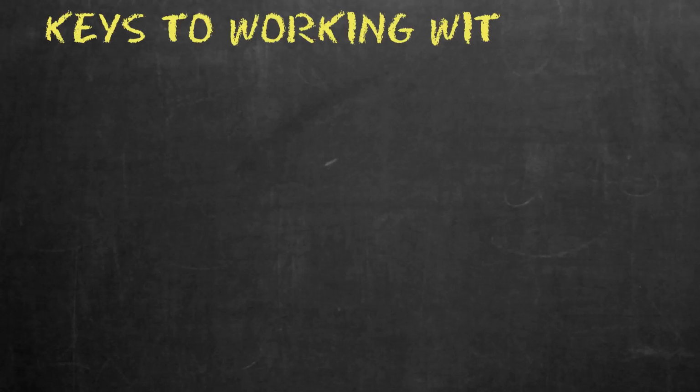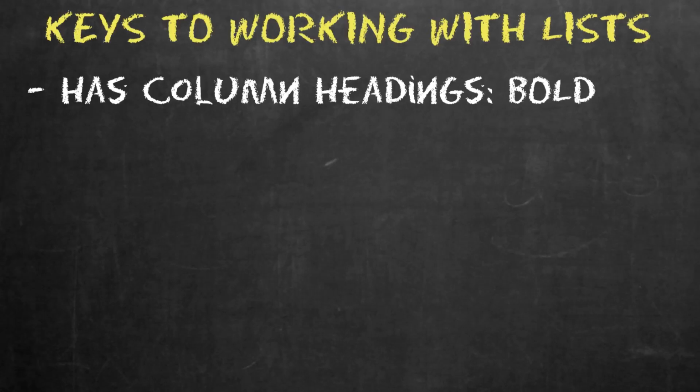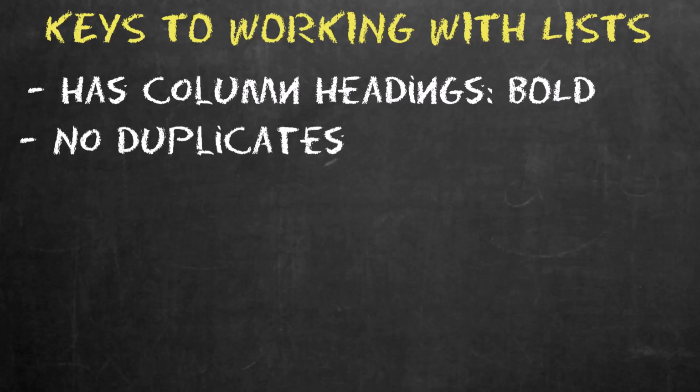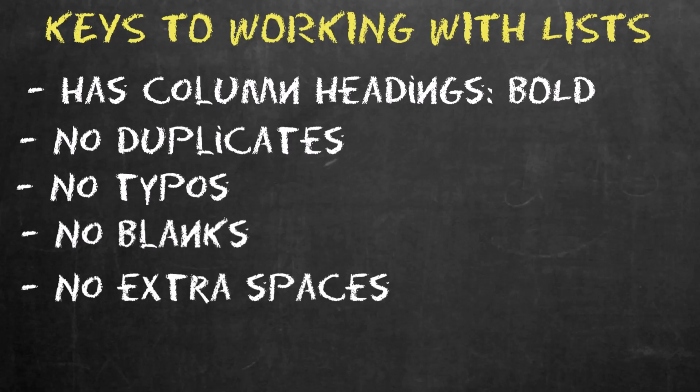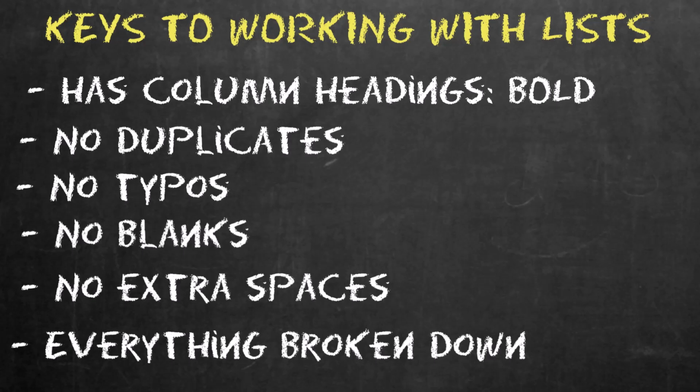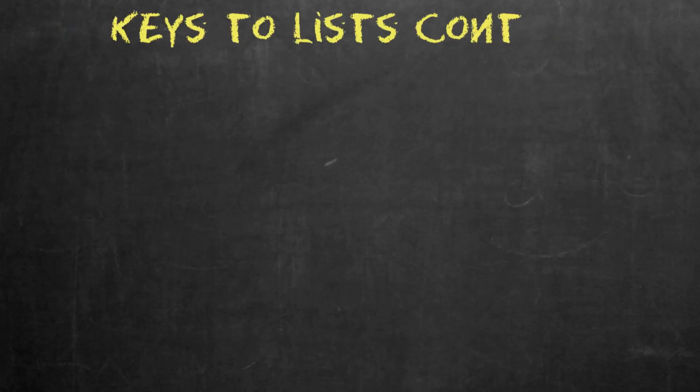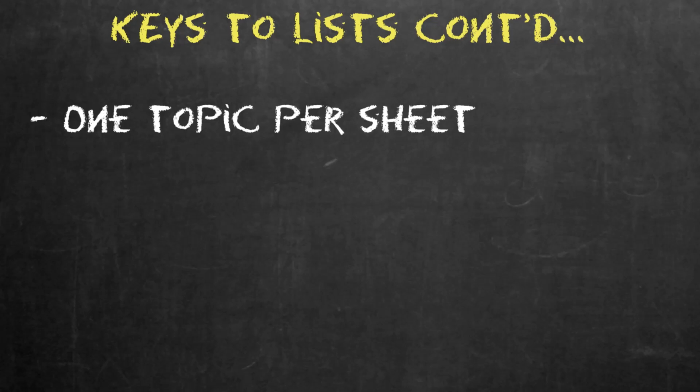Now, moving forward, whenever you work with lists, you want to make sure your list has column headings, preferably in a bold font. There are no duplicates, no typos, no blanks, no extra spaces, and if possible, everything has been broken down into its smallest possible piece. And if not, you probably have to clean your data using something along the lines of Power Query, but that's for a different video. Another key concept when working with lists is to have one topic per sheet. For example, a sheet dedicated to orders, another for the customers, another for products, etc.